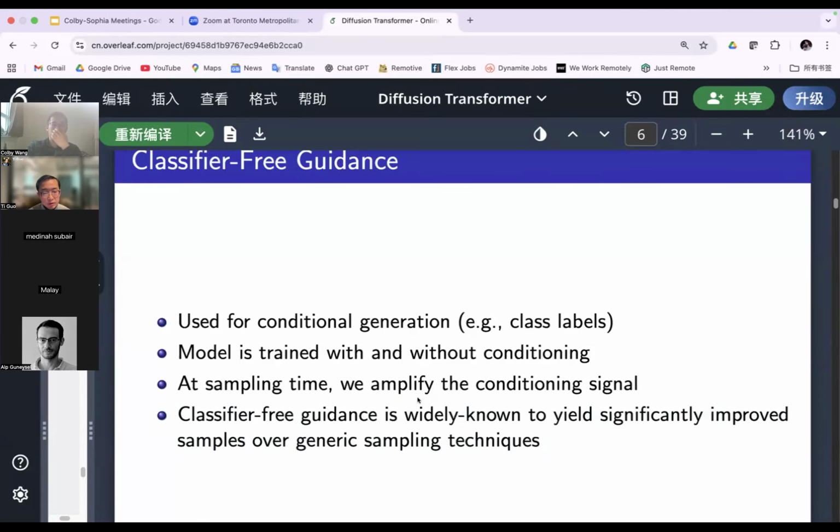Any questions? The sampling process is when we generate the final result, when we give it a text prompt, at inference time. Yes.